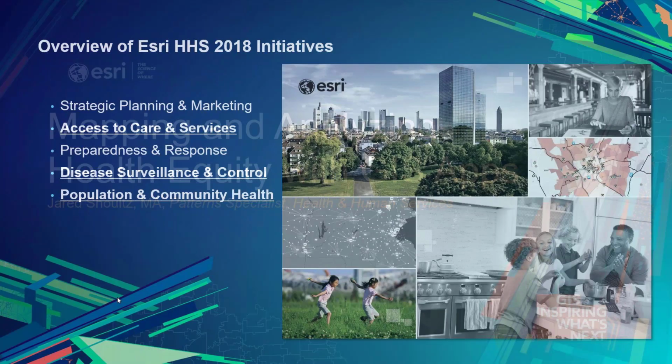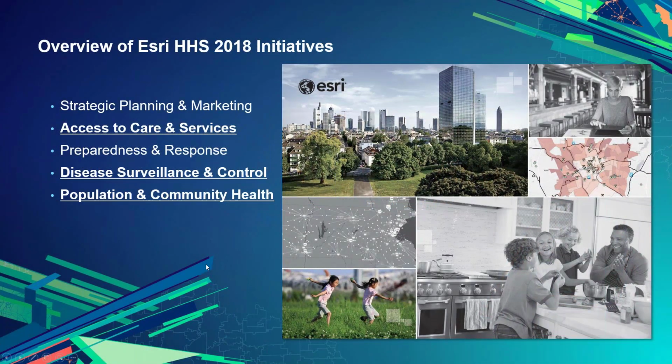All right, so let's lay the foundation here a little bit. At Esri, we focus on all aspects of health and human services. But I'm going to be focused on three key areas, or three key initiatives, that we've been addressing lately and engaging with a lot of different clients about their needs in these areas. And this is access to care and services, disease surveillance and control, and population and community health. So I'm going to be focused on these initiative or topic areas.